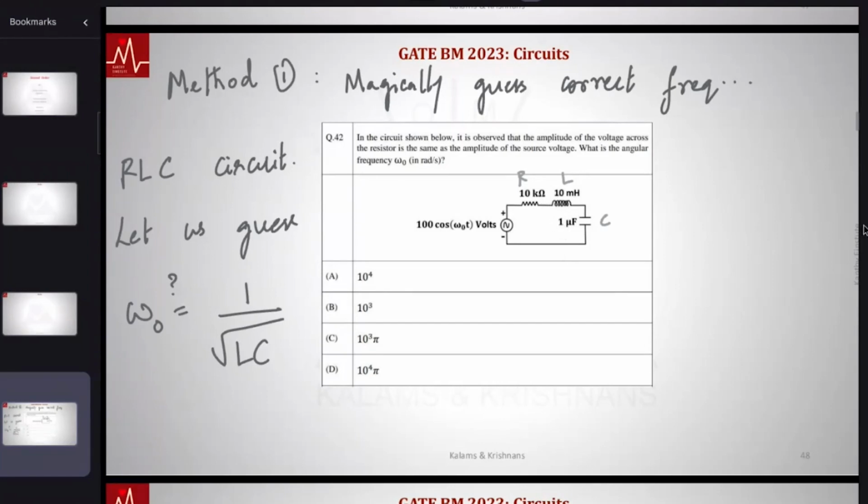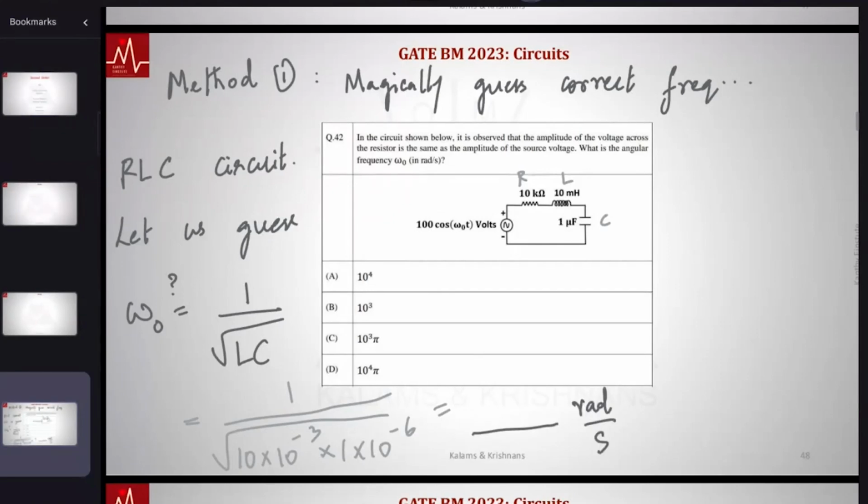So the actual calculation that you have to do here is 1 by square root of 10 millihenry. That is 10 into 10 power minus 3, times the capacitance, which is 1 microfarad, that is 1 into 10 power minus 6. This is in SI. This is in SI. Your answer should be in SI, that is in radians per second. Can you calculate this and tell me what this is?